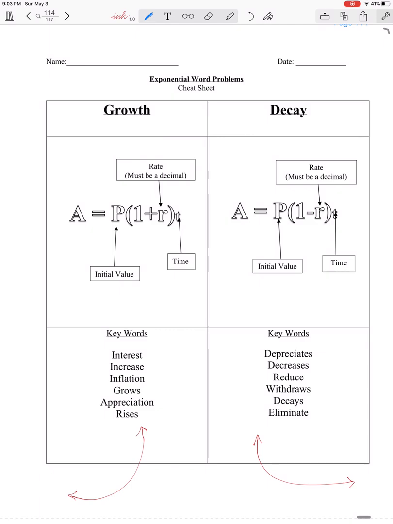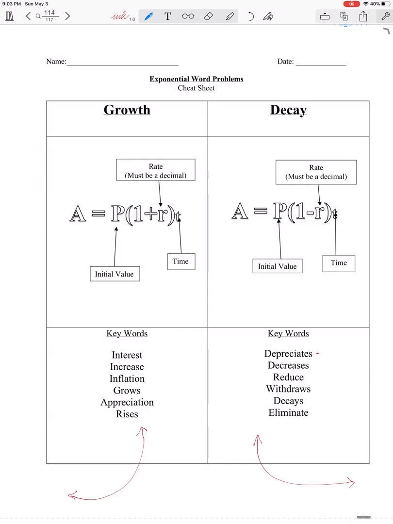Increase, inflation, grows, appreciation, and rises. So, appreciation, maybe something might appreciate in value. That means that the value of that item is growing. So that's when we would use growth. Now, decay, when you see words like depreciate. So, for example, a lot of times cars. When you buy a brand new car, the value of that car depreciates or decays and gets lower. Decreases, reduce, withdraws, decays, and eliminate. So those are words, when you see those, you're going to use the decay formula.